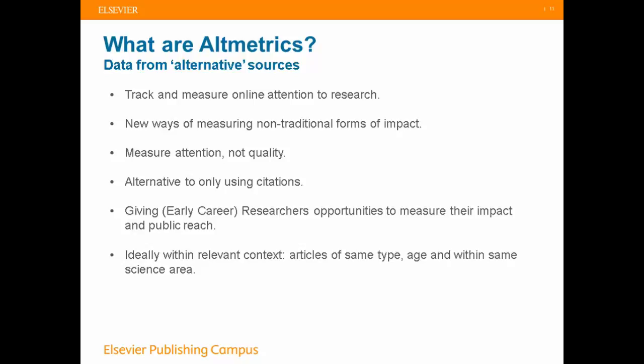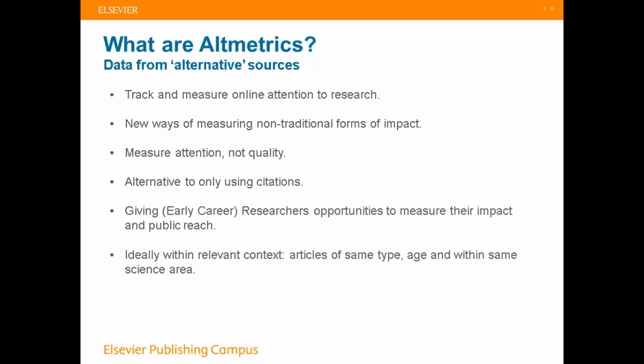At least there are alternatives to the online use of citations, which are still important to look at because they are the academic impact. For early career researchers, altmetrics give an opportunity to measure their impact and public reach. And that is something that wasn't possible a few years ago. Ideally within a relevant context.